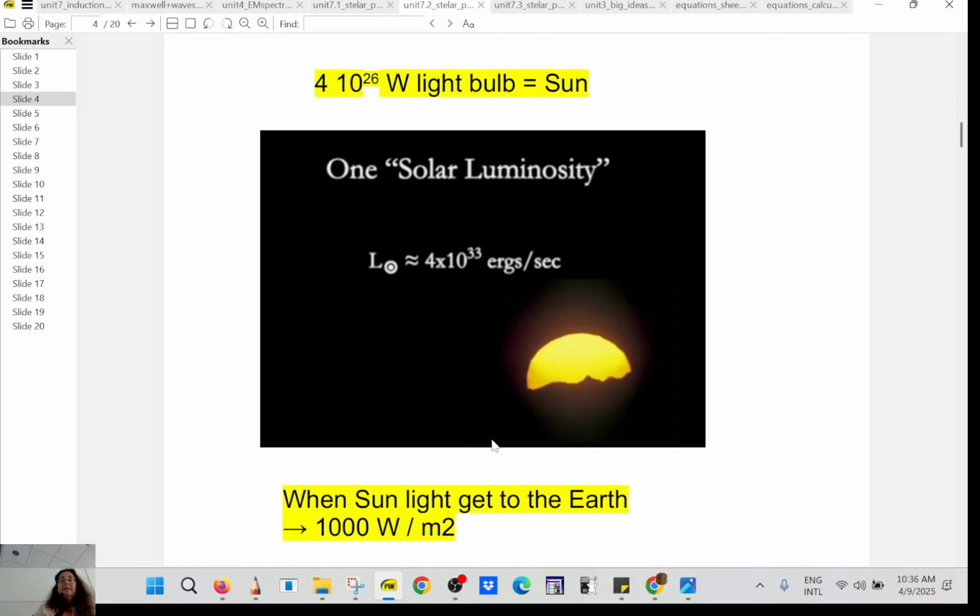Okay, so let's take an example. Here is the best example I can find. The sun is in reality a 4 times 10 to the 26 watt light bulb. So it means 4 followed by 26 zeros. That's a lot of watt. But because we live far away, thank God, 96 million miles away, it's not going to be as bright. Good, because otherwise we'll be fried. And we get here only 1000 watt per square meter.